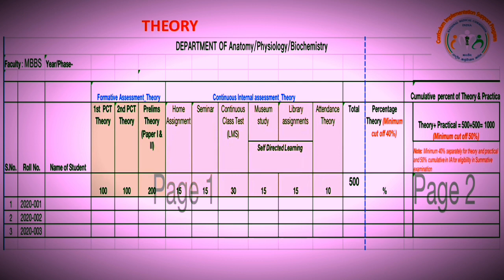Like continuous class test, we are already doing. What sort of continuous class test are you taking? Ma'am, we are taking stages and grand stages. Pardon? Stages, ma'am. In anatomy, we have stages and grand stages. So we are taking the part completion test, like once one region is complete, we take the part completion test. Yes, ma'am. So that is fine for continuous class test.